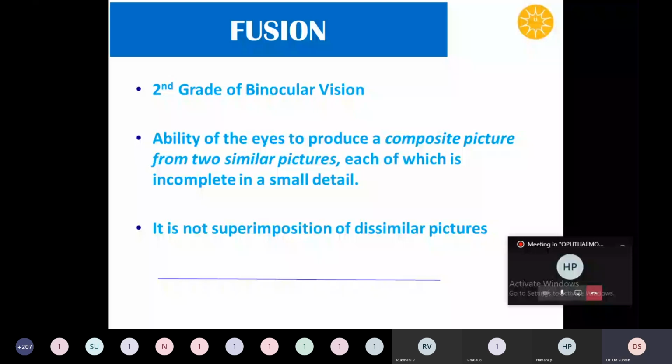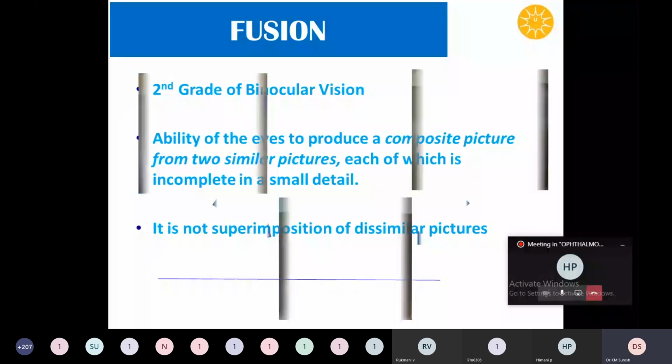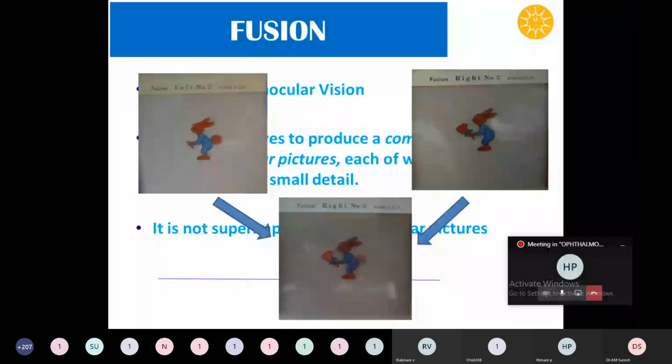It is not superimposition of dissimilar pictures, but whatever small details are missing are compensated by the ocular system and the visual cortex. This is again an example wherein dissimilar images are projected to each eye separately, but as a fusional mechanism, you can see the lower picture is seen by the ocular system.